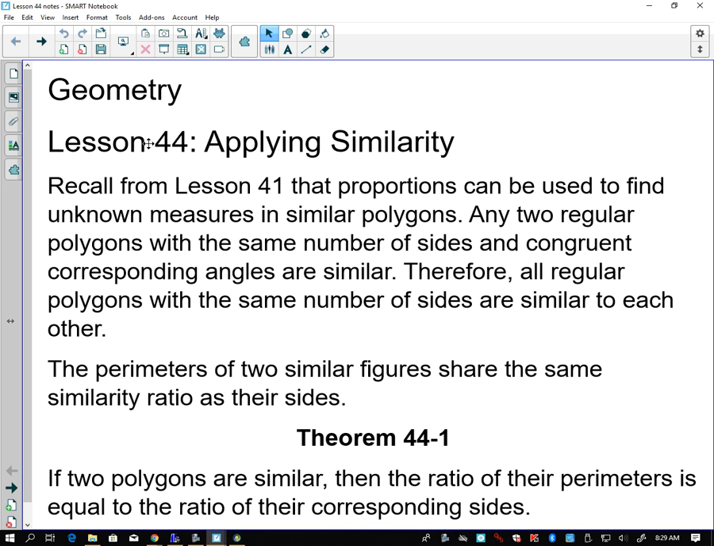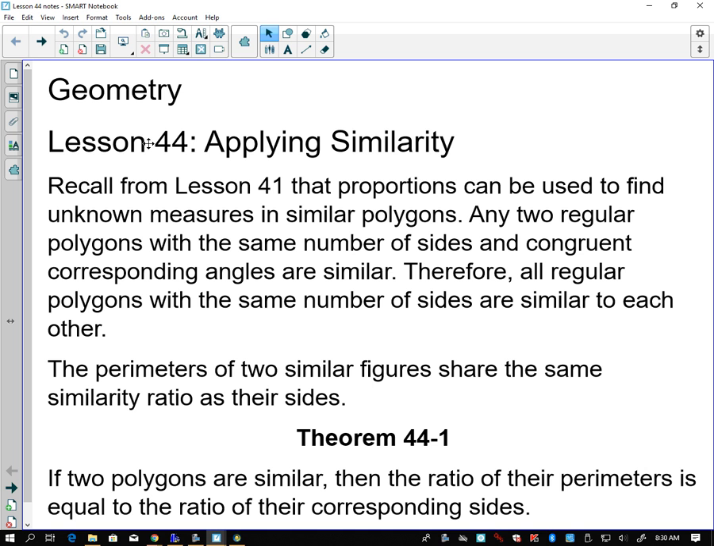Even if we just read up here, recall from lesson 41 that proportions can be used to find unknown measures in similar polygons. Any two regular polygons with the same number of sides and congruent corresponding angles are similar. We've already talked about that. Therefore, all regular polygons. Can anybody tell me, and I know I'm really stretching you here, what is the definition of a regular polygon? It has to have both of these things.